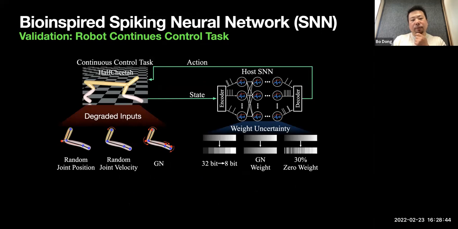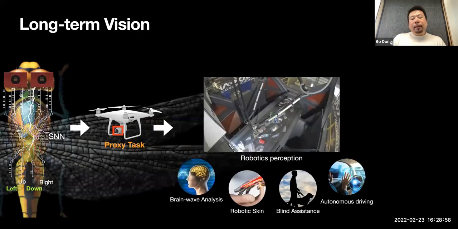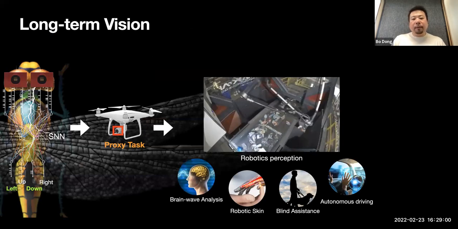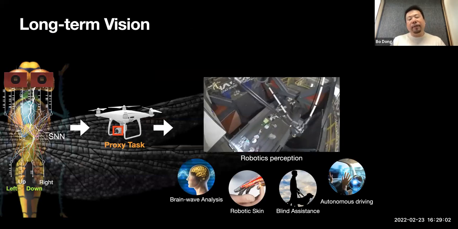In this case, we also introduced the degree input to basically change the joint's velocity and position. And we also change the weight accordingly to introduce this degree condition to validate this homeostasis we introduced to the host SNN. Okay, so let's come to the end of this talk.